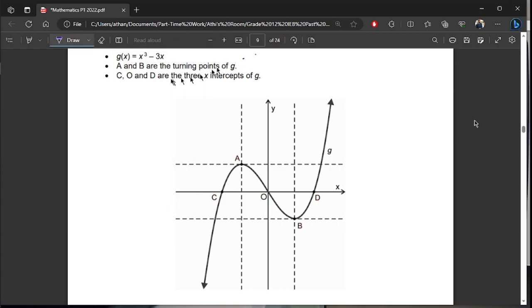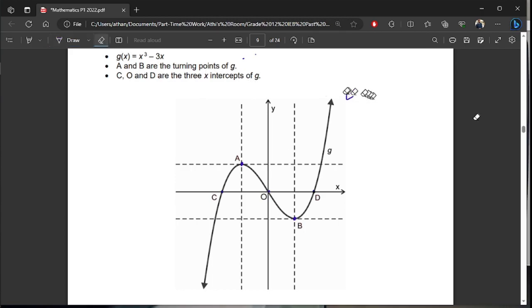Yes, let's use blue this time. So g of x is given as x cubed minus 3x. So this is our graph G. A and B are the turning points of G. There is A, there is B. C, O, D are the x-intercepts of G. C, O, D. One of them is 0, guys.